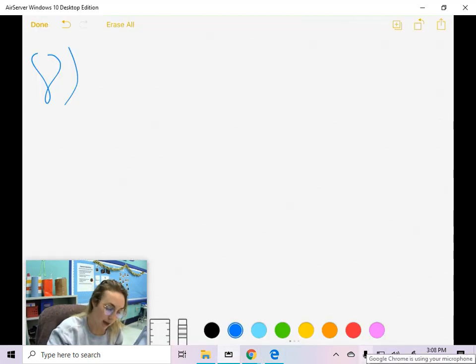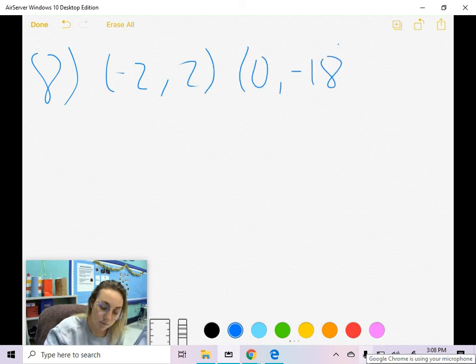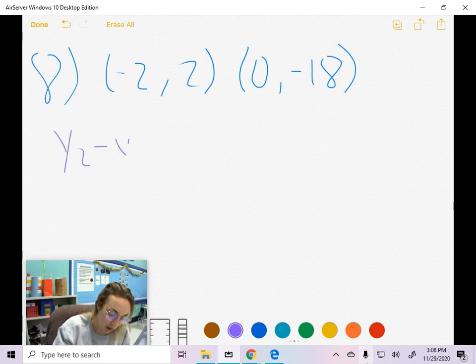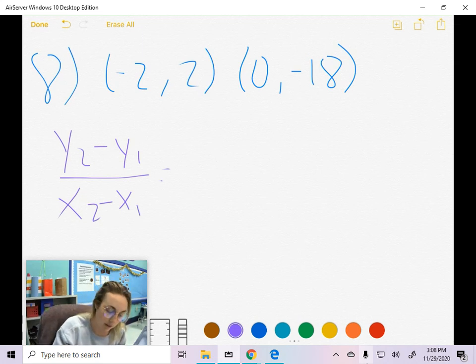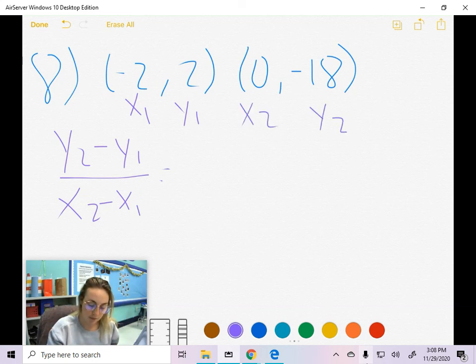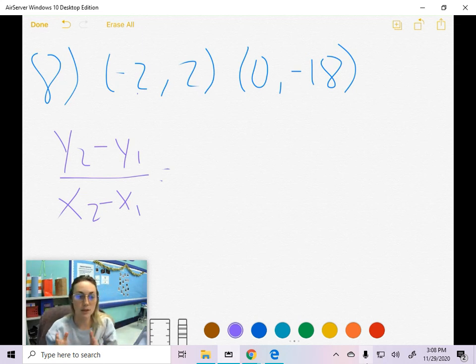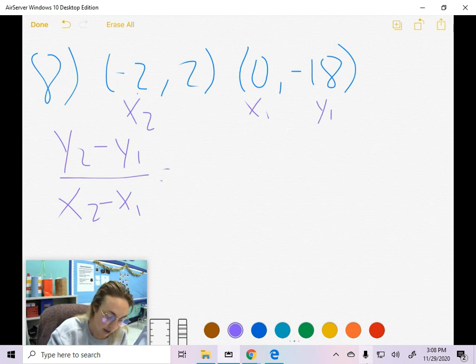All right, so number 8, we have -2 and 2, and then we have 0 and -18. All right, cool. Go ahead and put this in the slope formula, which is y2 minus y1 over x2 minus x1. All right, need to label the points. I'm going to make this x1, this y1, this x2, and y2. Actually, no, I'm not. I'm going to switch it up on you real quick, because you don't have to do it like that. I'm telling y'all that you don't have to do it this way. So instead, I'm going to make this x1 and y1, and I'm going to make this x2 and y2.